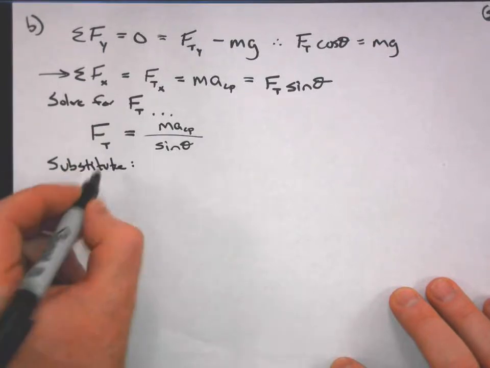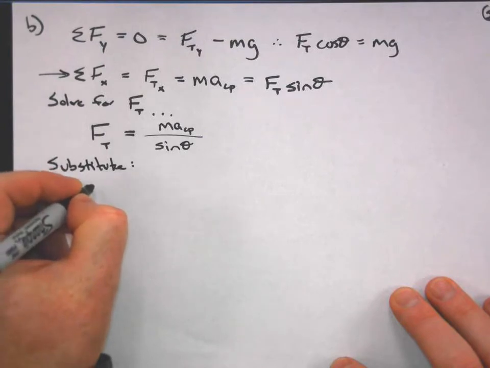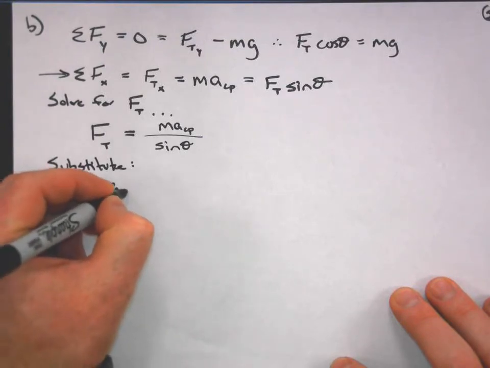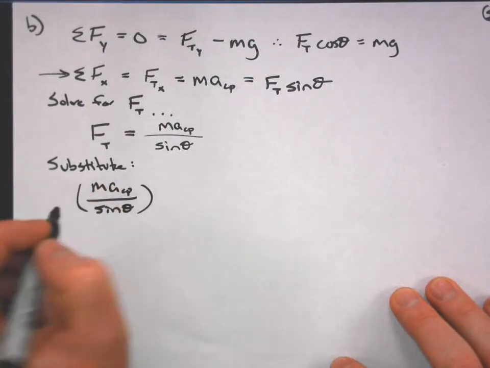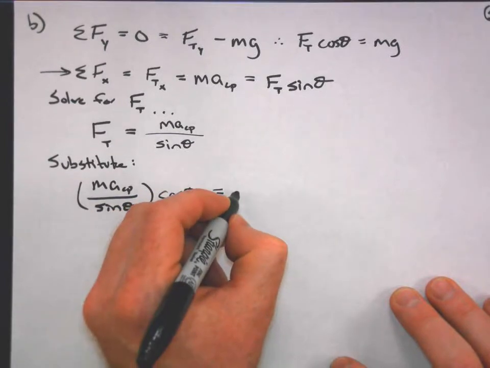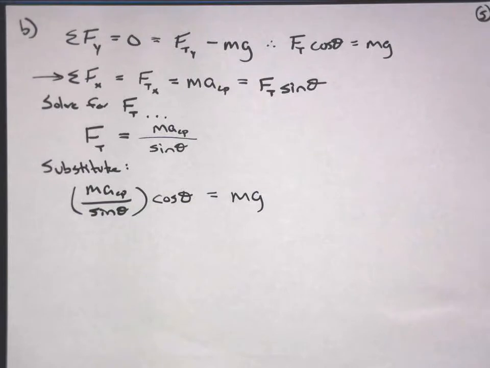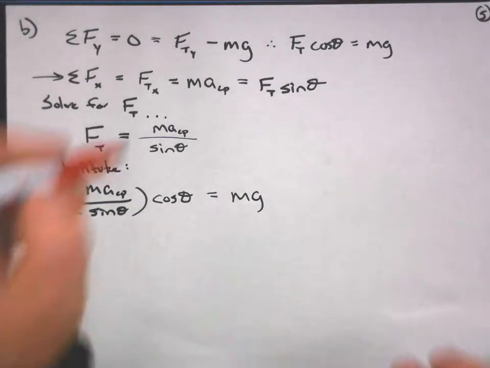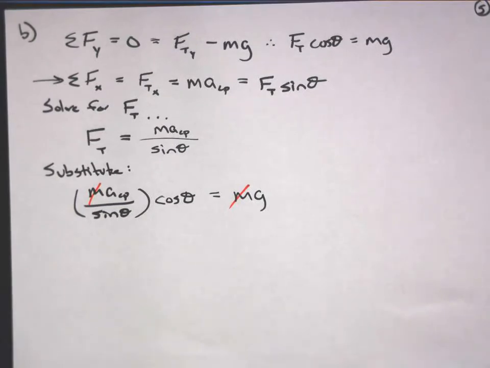Substitute. And so I'm going to rewrite this, but I'm going to do the substitution right away and see what happens here. All right, and then cosine of theta, and that's going to equal mg. So first things first, right away, mass cancels out. I don't need to know the mass, and that's super convenient.